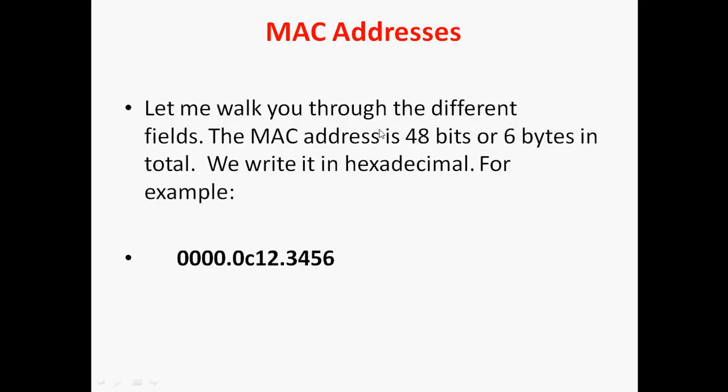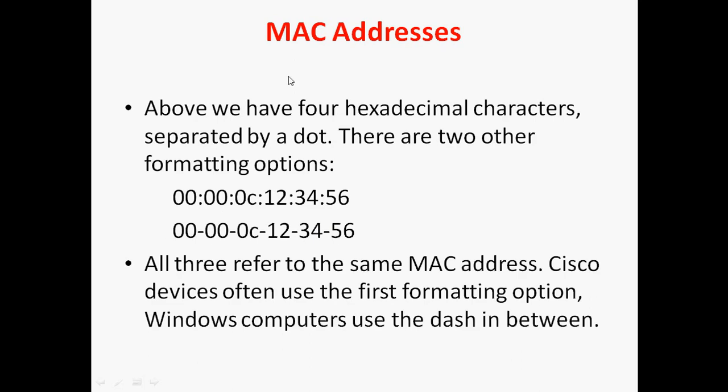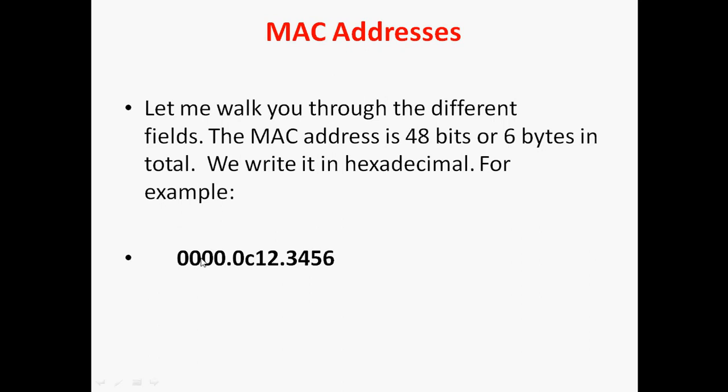Let me walk you through the different fields. The MAC address is a 48-bit address, or 6 bytes in total, and we write it in hexadecimal. This is an example of a MAC address. Above, we have groups of 4 hexadecimal characters separated by a dot. Each one is a hexadecimal character. Every 4 characters we separate with a dot.